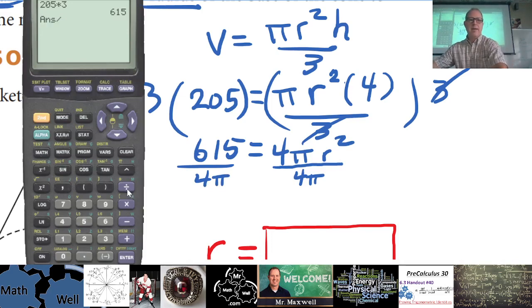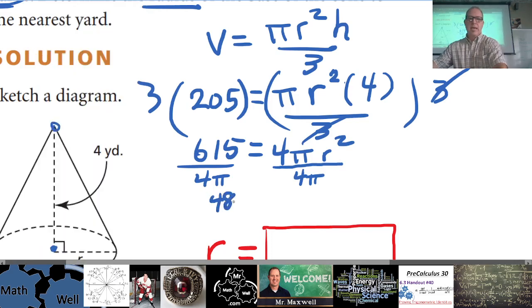I'll divide by, and you should use brackets if you have a multiplication or operations in the denominator. So I'm just going to do 4 pi. Use your pi button because that will include all the decimals for you, so it'll be a very precise answer. So 615 divided by brackets 4 pi. Okay, I've got 48.94. So over here I've got 48.94 now.